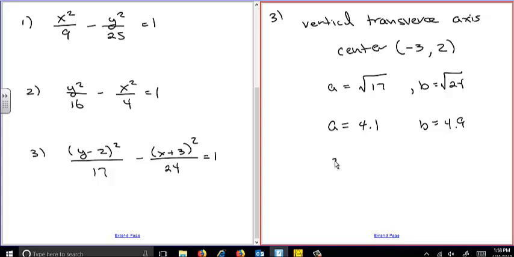And then we can get c. So c squared is equal to a squared plus b squared. So that's 41. Add these together, 41. So c is equal to the square root of 41. And c is always greater than either a or b for a hyperbola. So you get 6.4. Okay, so with that information we can plot things.